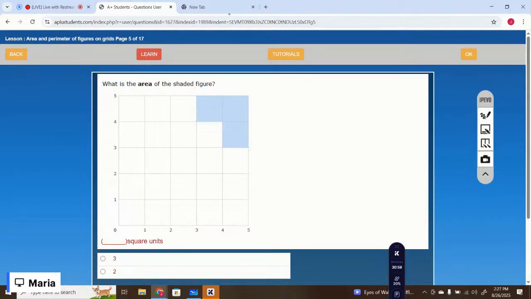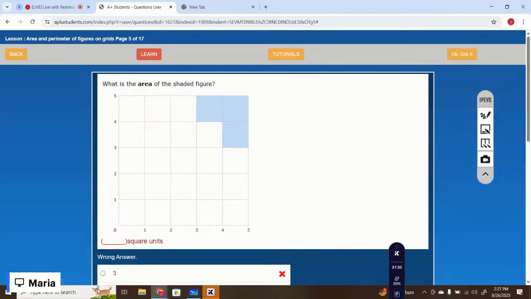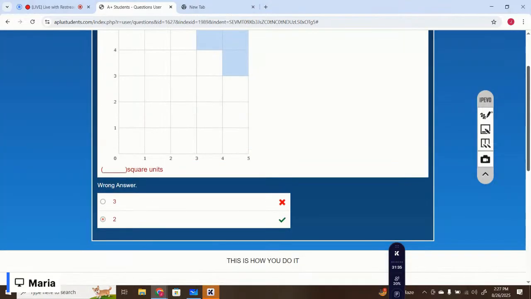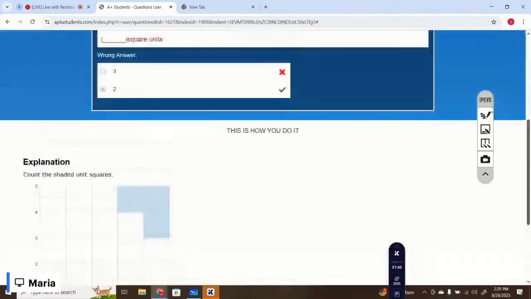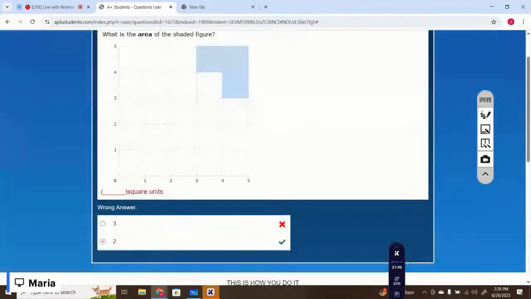What is the area? Option number 1 is the correct option, that is 3. Yes, the area is 3 square units, not 2.